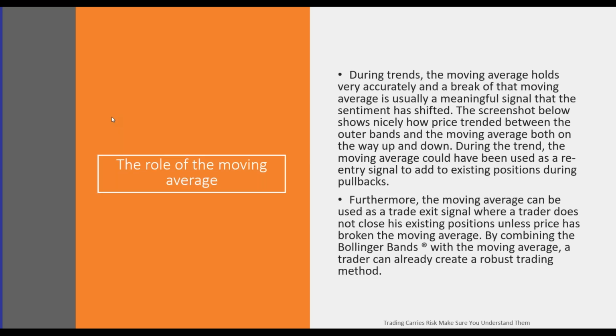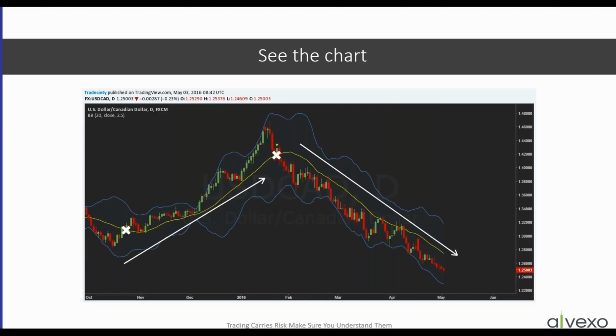So during trends, the moving average holds very accurately, and a break of that moving average is usually a meaningful signal that the sentiment has shifted. Okay, so we're going to take a look at the screenshot in a second, and we're going to be able to see or interpret the entire history. The moving average can be used as a trade exit signal where a trader does not close his existing positions unless price has broken the moving average. By combining Bollinger Bands with the moving average, a trader can create a robust trading method.